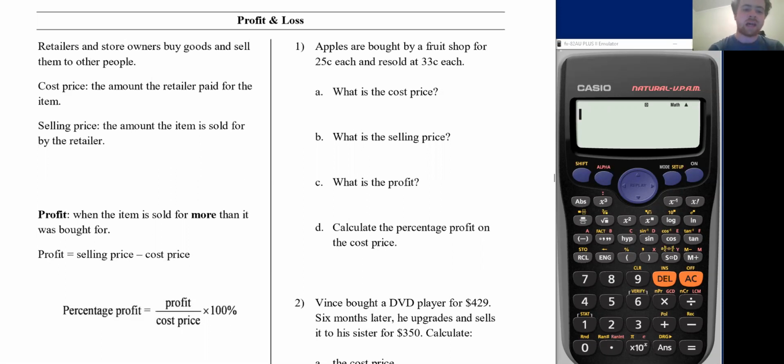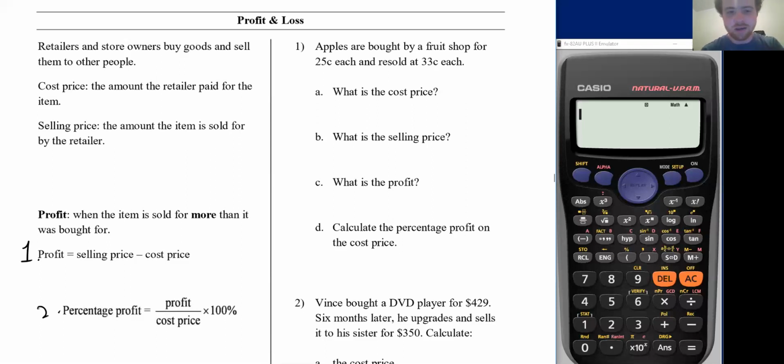So profit is the selling price minus the cost price, the difference between what you sold it for and what you bought it for. Now percentage profit: once you've calculated what the profit is, you can do the profit divided by the cost price, that is the price that you bought it for, times by 100%, and that will give you the percentage profit. So often in questions, you will first have to calculate the profit, and then the next step will be using that calculation to calculate the percentage profit.